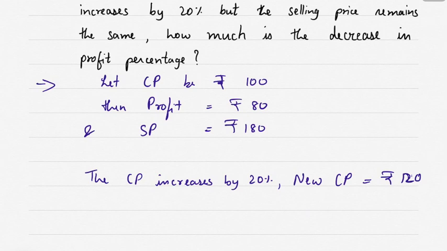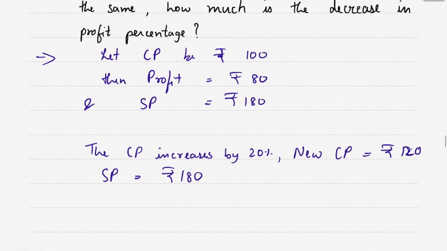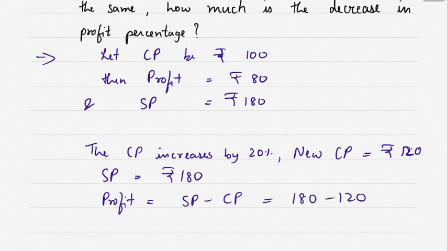Selling price is same, but selling price is equal to rupees 180. Right? So cost price is 120, selling price is 180, the selling price is same. So in this case, profit will be selling price minus cost price, which is 180 minus 120, which comes to rupees 60.